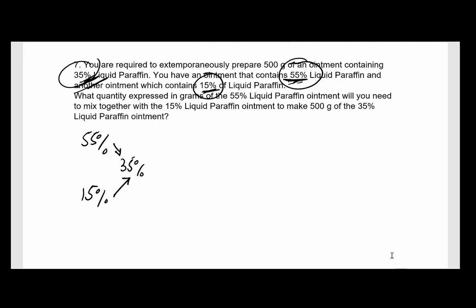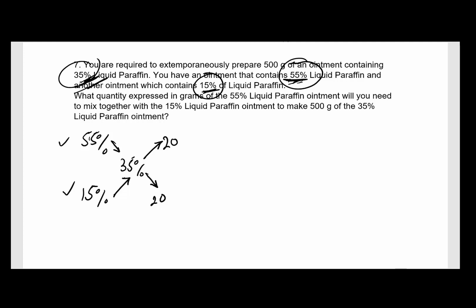55 minus 35 is what? 20. And 15 minus 35 is 20. Make sure that you write the numbers at the right places, otherwise this alligation method will not work. So I write the concentration which I need in the middle, and the concentrations which I have, I write them here, and then just subtract them.